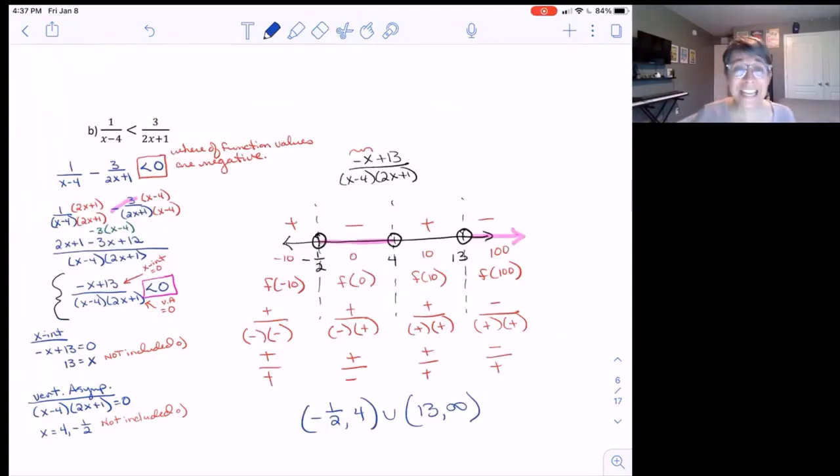All right, so that's it for chapter 3, polynomial and rational inequalities. So just a quick recap: set it equal to 0, find your x-intercepts and/or vertical asymptotes if you have them, and then check numbers in all of those intervals to see which intervals are positive and negative and satisfy the problem that you were given.